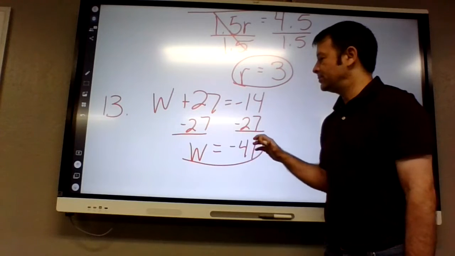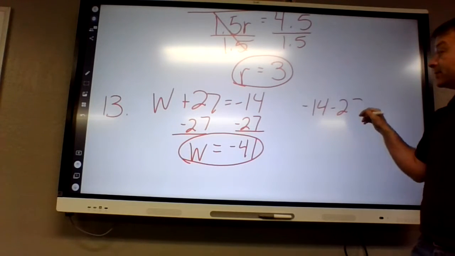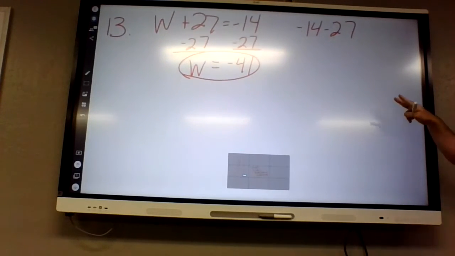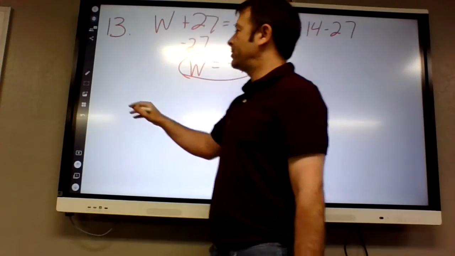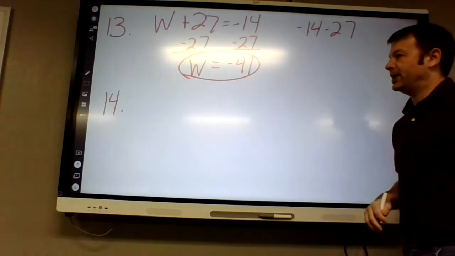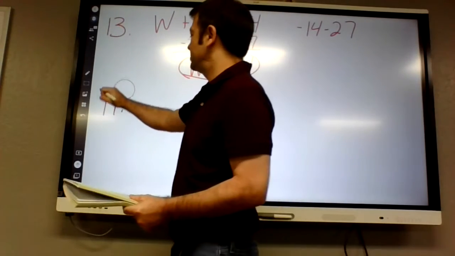If you get confused, I would just plug it in the calculator to make sure. Negative 14 minus 27. Two negatives make a positive when you multiply, but when you add, they just add up to a bigger negative. 15.